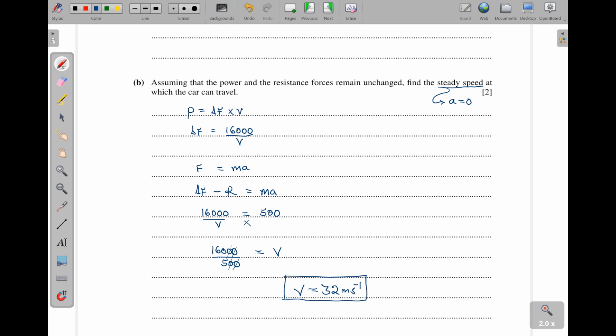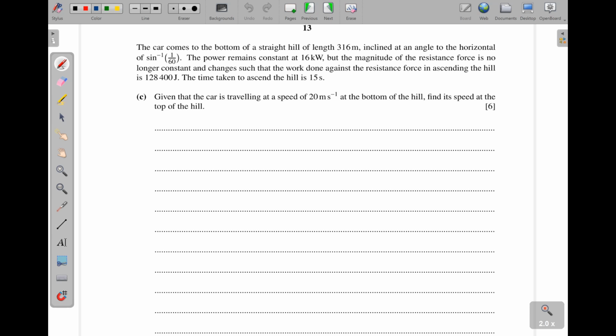As simple as that. The car comes to the bottom of the straight hill of length 316 meters, inclined at an angle to the horizontal of arc sine of 1 over 60. That means sine of that angle is equal to 1 over 60. Okay. The power remains constant at 16 kilowatts, but the magnitude of the resistance force is no longer constant and changes such that the work done against resistance force in ascending the hill is 128,400 joules. The time taken to ascend the hill is 15 seconds.